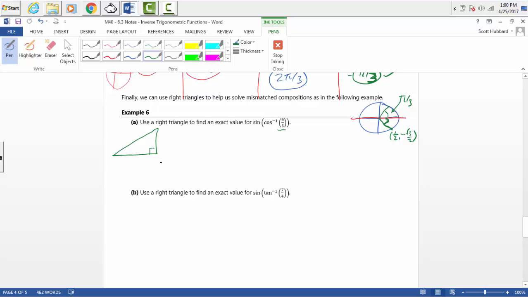Here's theta, here's the right angle. Let me just put a theta here. Remember that what comes out of this is an angle. Cosine inverses produce angles. So if I call this an angle, this is saying that theta had a cosine of 4 over 5. So that means the adjacent leg is here.